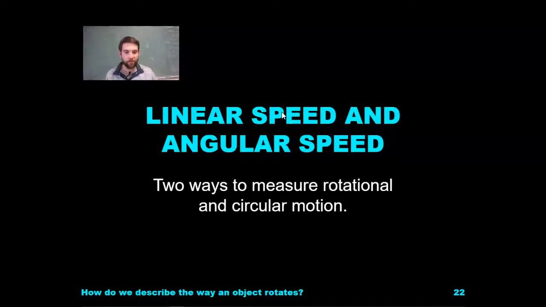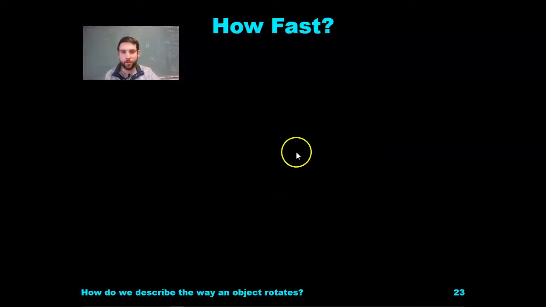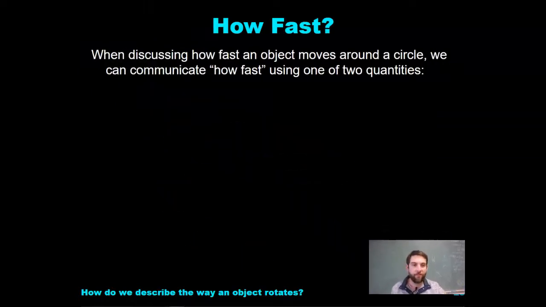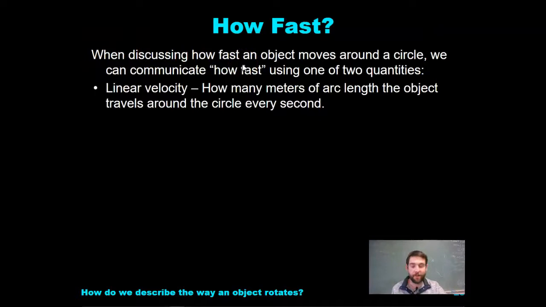Linear speed and angular speed, two ways to measure rotational and circular motion. When discussing how fast an object moves in a circle, we can explain how fast an object is moving using either the linear velocity, which is how many meters of an arc length the object travels around the circle every second. Symbol V, meters per second.